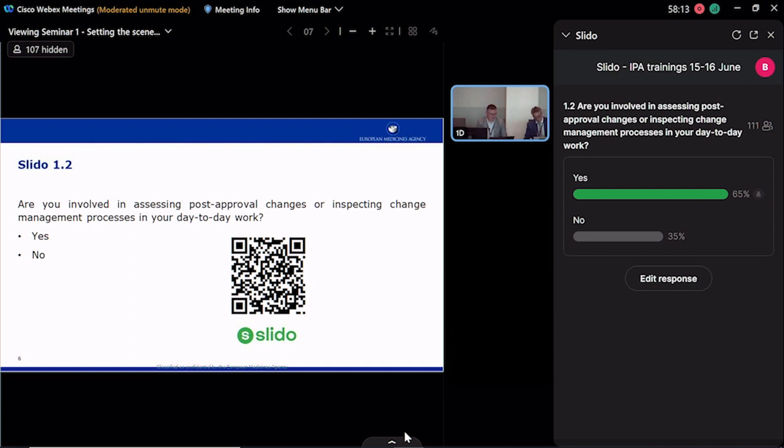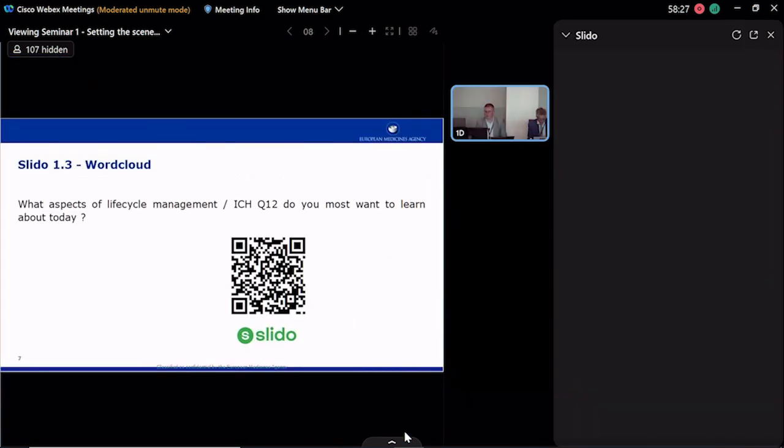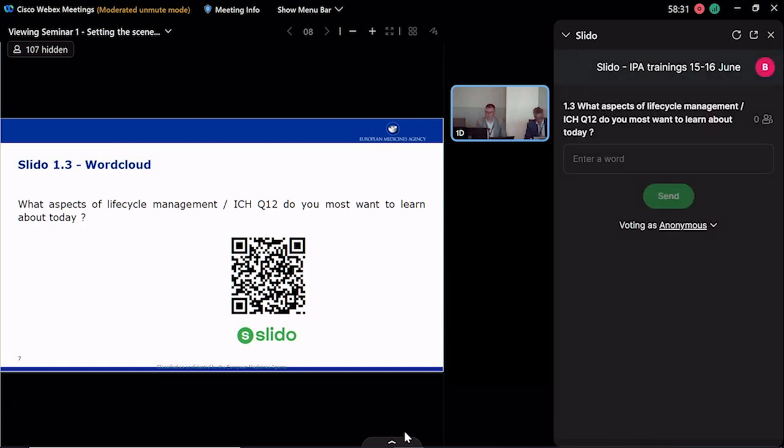Last one, the last Slido. I think if I can move on. This one is a little different. It's a word cloud. So within the Slido, we would ask you to open this question, and it's a free text answer. So what aspects of lifecycle management or ICH Q12 guideline do you most want to learn about today? So if you could just write a single word, what if you could get something out of the next hour and 15 minutes, what would it be?